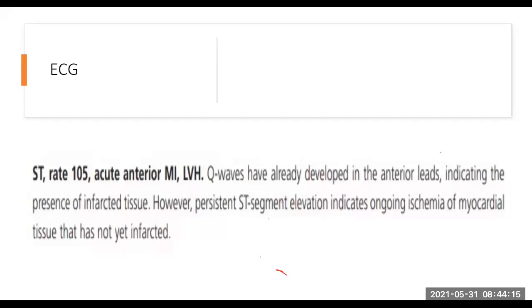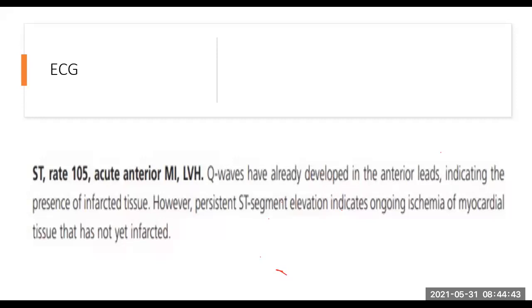So Q waves have already developed in the anterior leads, indicating the presence of infarcted tissue, which we mentioned, right? So that means this patient is progressing quite quickly. So whichever artery is blocked is quite heavily blocked, okay? Because it's not allowing any blood to go through, basically. So the tissue is dying off completely, all right? But the persistent ST segment elevation indicates ongoing ischemia of myocardial tissue not yet infarcted, okay?